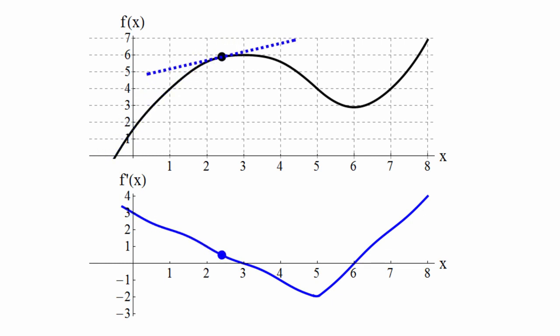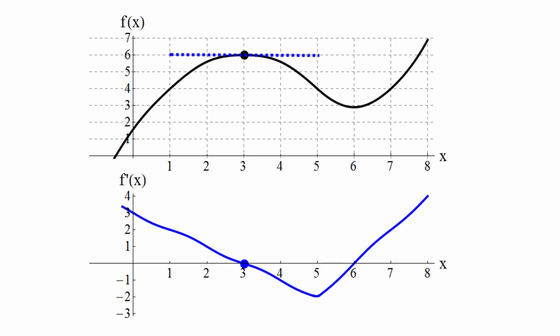Ultimately, we're going to get to this point at x equals 3. And here, even though we're pretty high up on the graph of f, the tangent line is horizontal, and that's a slope of 0. So down below, that's why we have the graph of f prime hitting the x-axis. It's because f prime of 3 equals 0.